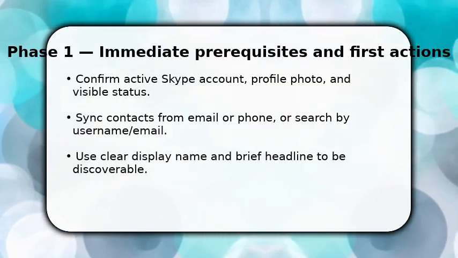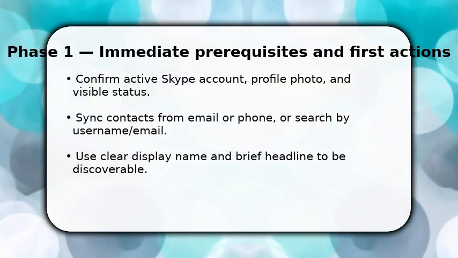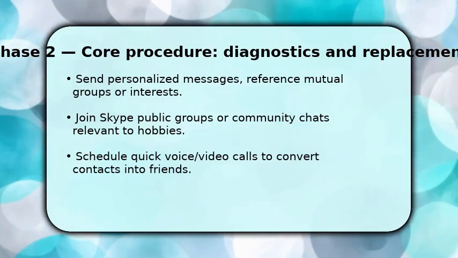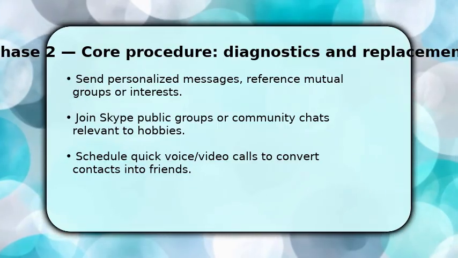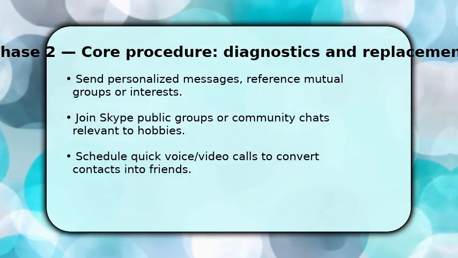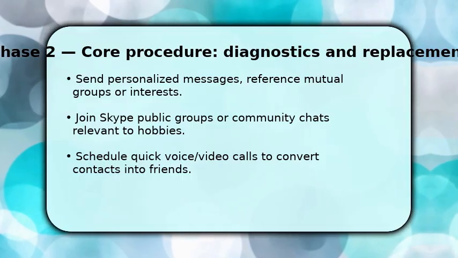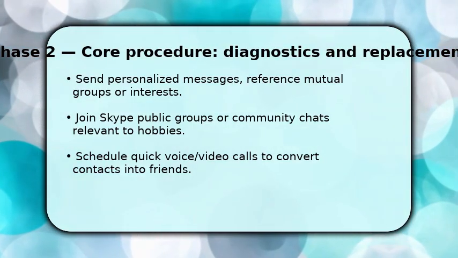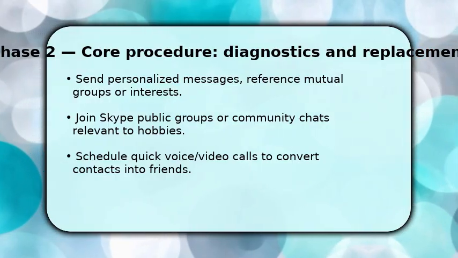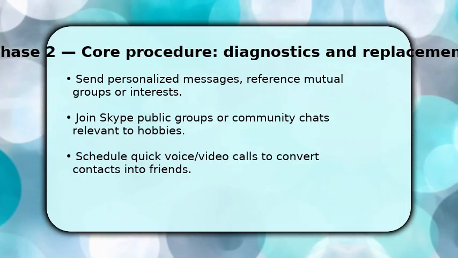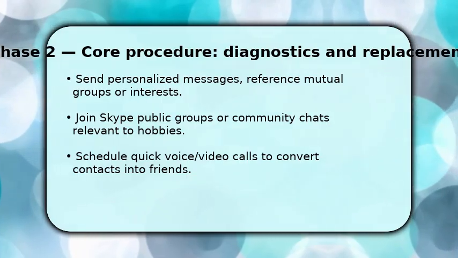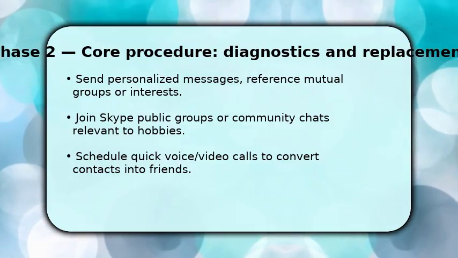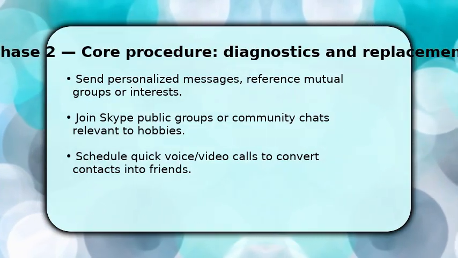Now that contacts are pending or accepted, move to meaningful outreach. You should open with a personalized message that references a shared group, interest, or recent post. This increases reply likelihood. Then join relevant Skype public groups or community chats to meet new people, participate actively, and share helpful messages. Once a rapport forms, suggest a short voice or video call to deepen the connection. These real-time interactions can help make friendships sustainable.